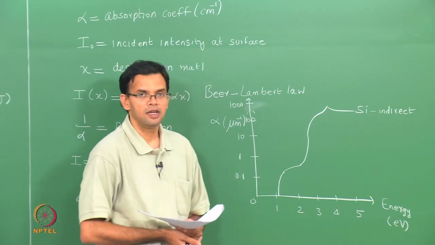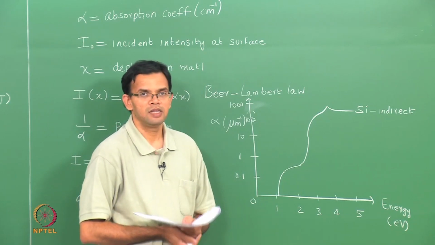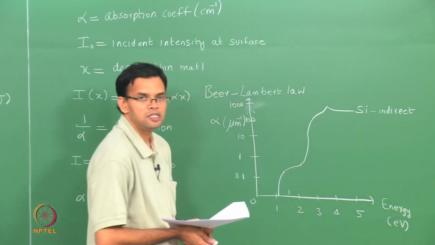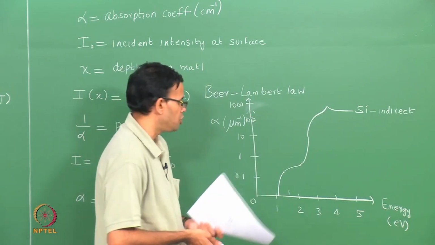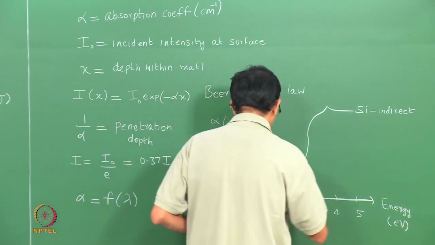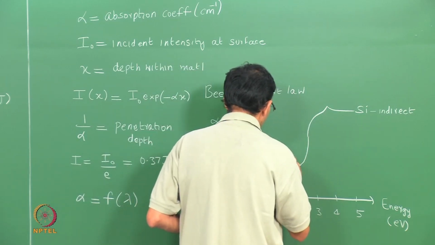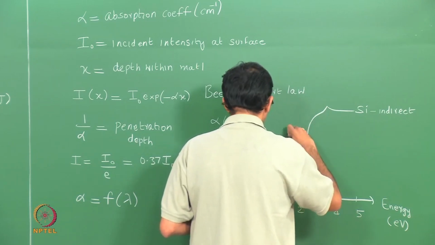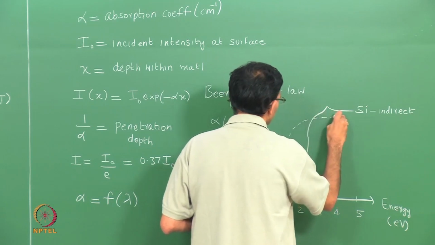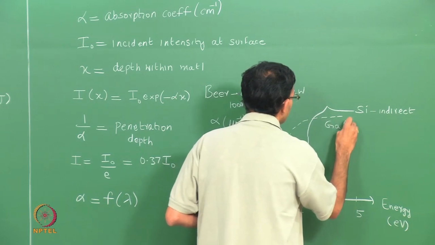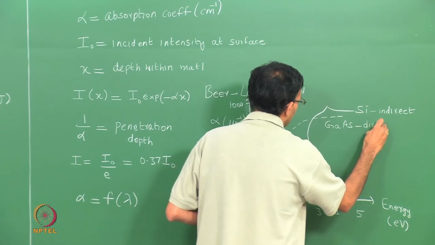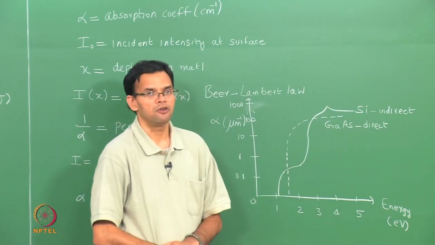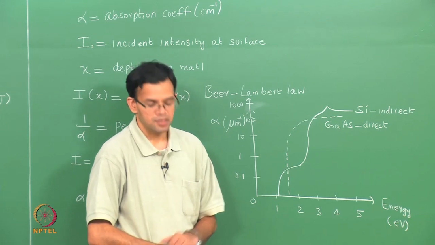So, gallium arsenide is a direct band gap semiconductor with a band gap of 1.4. So, initially when the energy is below 1.4, the absorption coefficient is really small, but then it starts to increase rapidly once your energy is above the band gap. So, this is gallium arsenide. This is a direct band gap semiconductor, so that compared to silicon, the rise in the absorption coefficient is really abrupt for gallium arsenide.